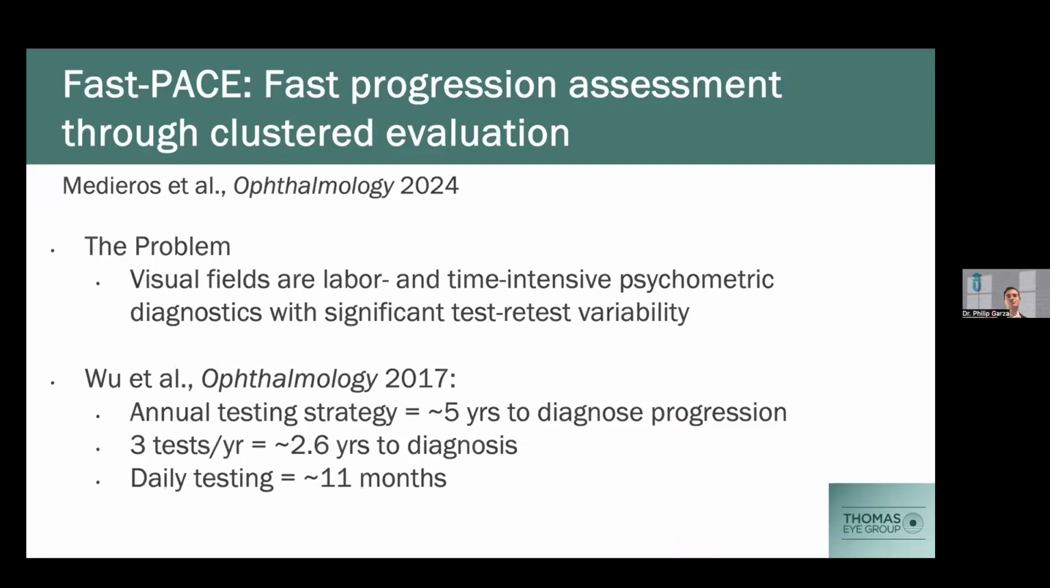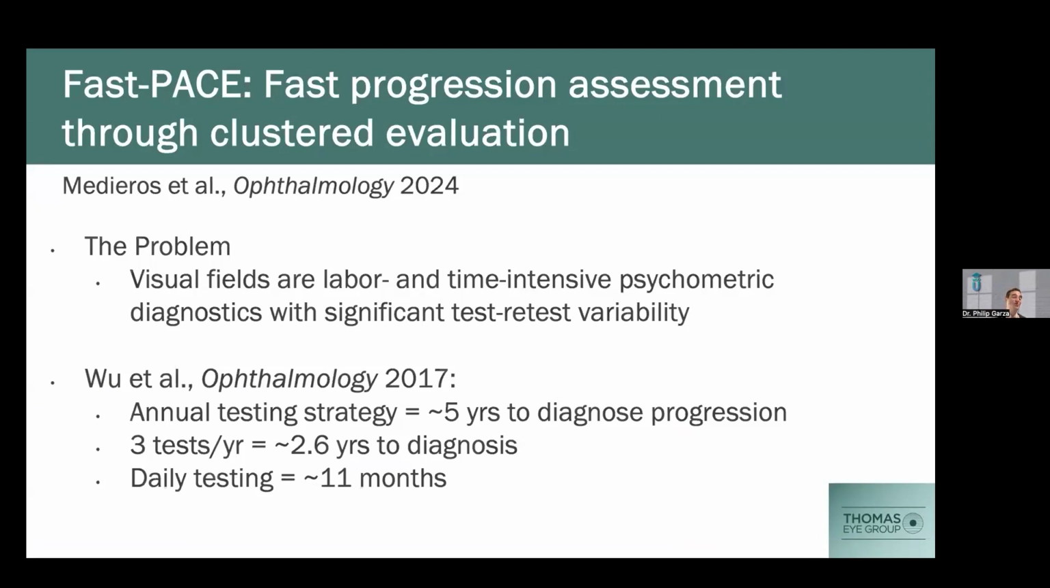And it basically addresses the problem that visual fields are labor and time intensive, they're psychometric diagnostics, and they have a bunch of variability. We all know this, we live in this world. But the really scary thing is there was a paper in 2017 in Ophthalmology that says, well, if you test a patient annually with HVF, it takes 5 years to diagnose progression on average. This is terrifying, and it hasn't affected our behavior at all. Most of us are still getting annual visual fields.